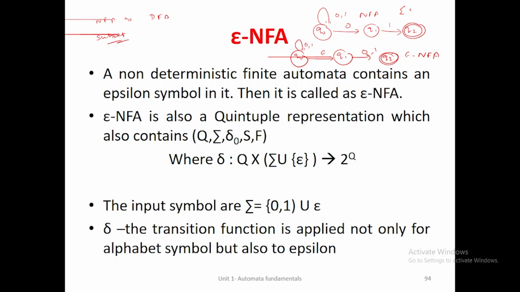Epsilon NFA is also a quintuple representation in which the input contains the basic alphabet symbols including epsilon, so that the maximum possibility of states is possible. If any NFA is combined with epsilon, then that is called an epsilon NFA. Then the transition function is not only for alphabet symbols, it is also used for epsilon flow. So how can you write it?